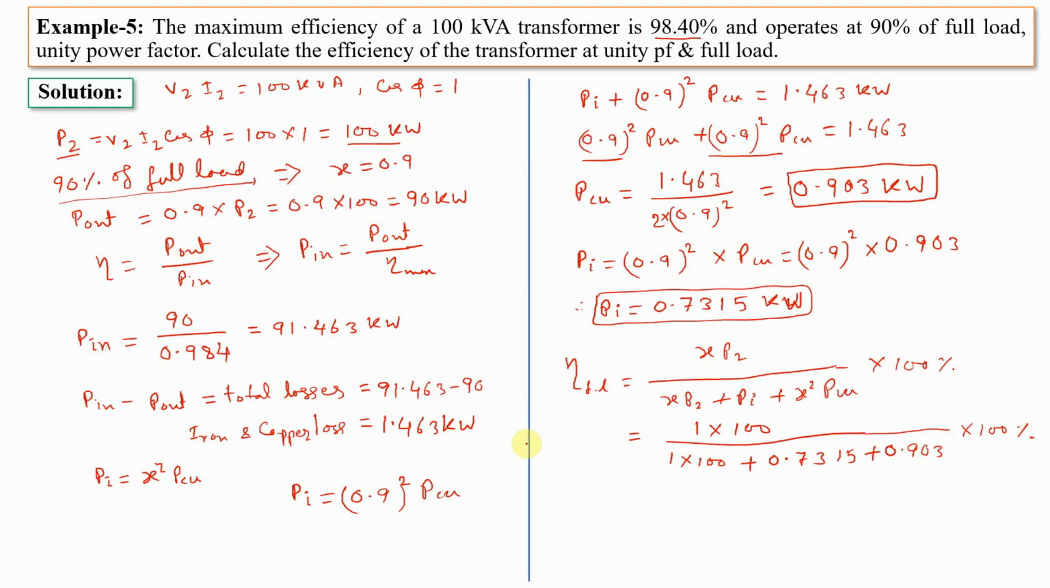So finally we get the efficiency of the transformer at full load condition. The value will be 98.39%. So this is the answer: the efficiency of the transformer at full load condition with unity power factor. That's it. Thank you.